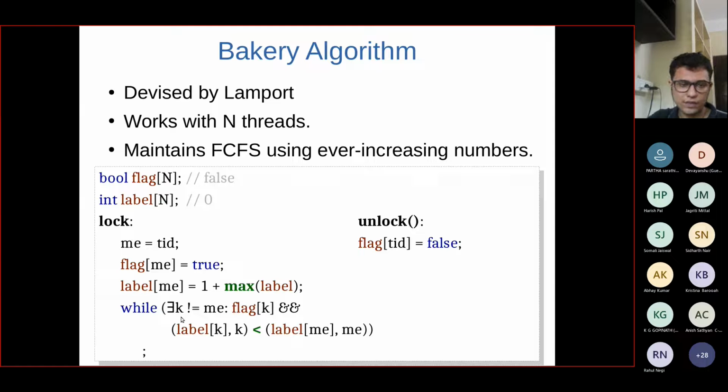Now when they try to enter, they execute this while loop. Flag of k will be true because they will find another thread willing to enter into the critical section. But this condition, label of k less than label of me, will be false for both of them, because 1 is less than 1 is false for both the threads. So both of them will enter into the critical section. So in that case, mutual exclusion is not guaranteed if we remove this k and me from here.